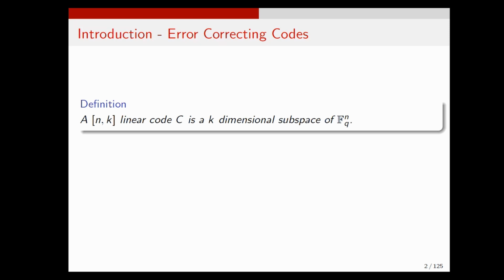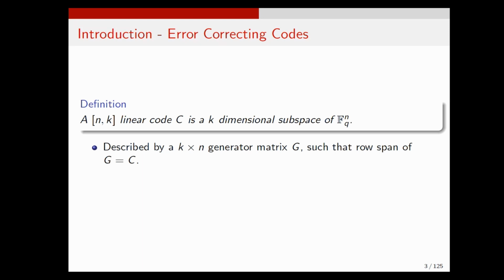There are two ways to describe a vector subspace, as you might have seen in linear algebra. One is to describe its basis. A k-dimensional subspace will have k basis elements of length n. So that is described by a k cross n generator matrix. The row span of the generator matrix then describes my subspace. So that's one way you can describe your code.